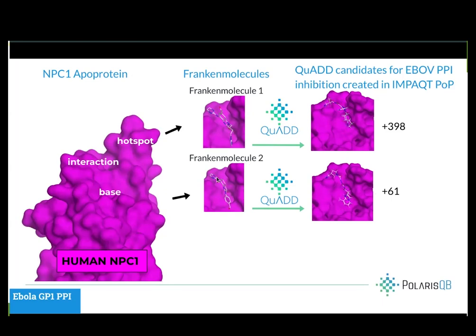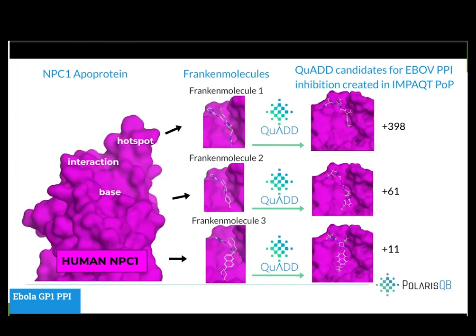Here's Franken molecule 2. We found an additional 61 candidates. And then for the third Franken molecule, we found 11 small molecule candidates. Although 11 may seem like a small number compared to the other libraries, these are pretty good candidates. They have better binding energy than the Franken molecule. And also we can run these back through Quad to make more.